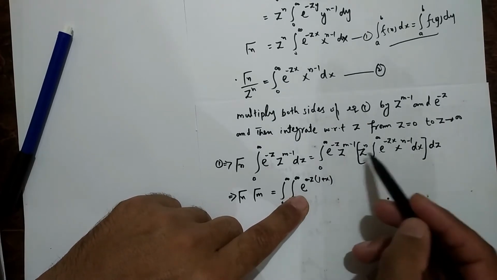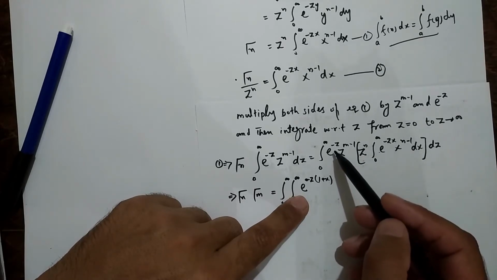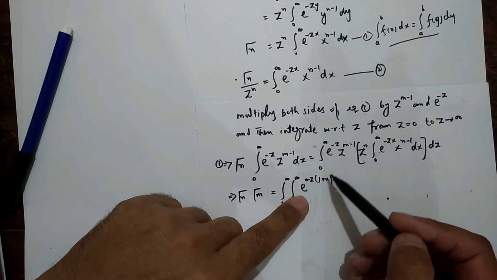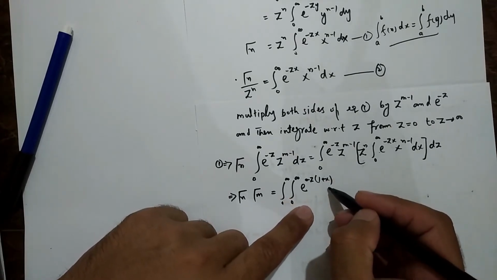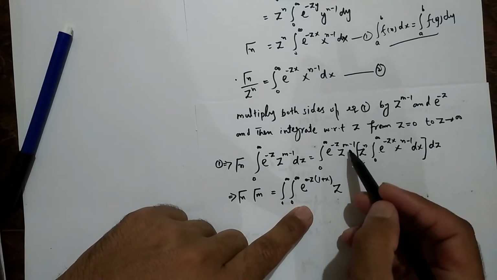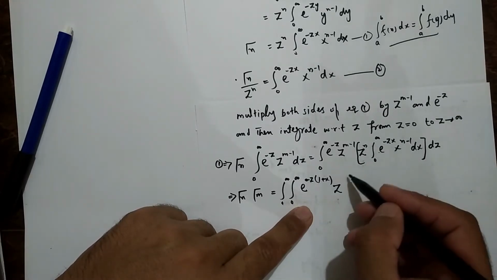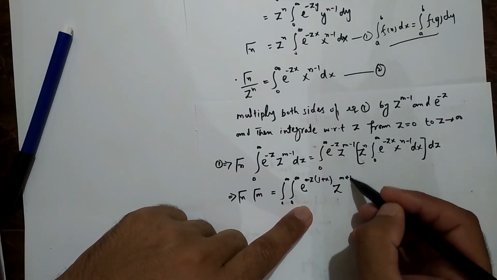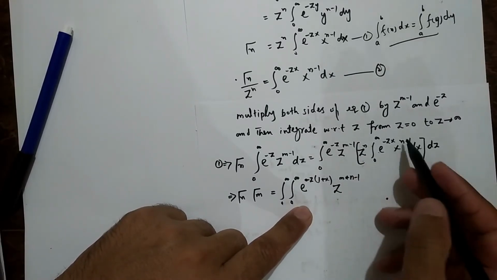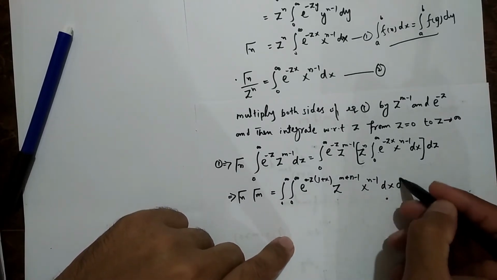When these two terms are multiplied, the powers will be added, which will be e to the power minus z minus zx. So minus z is taken common from the power, and now z to the power, here we have m minus 1, here we have z to the power n. Clear? So it will be z to the power m plus n minus 1, and x to the power n minus 1 dx dz.